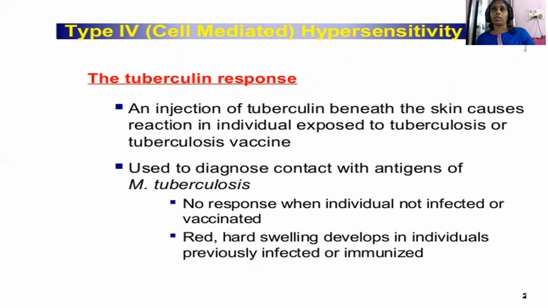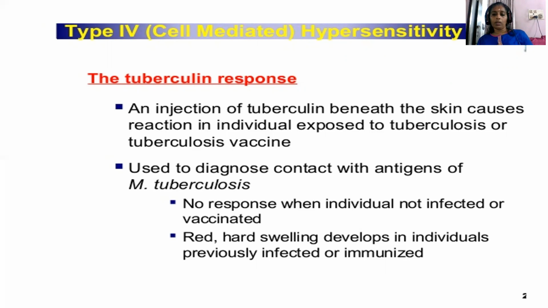One example of a type 4 hypersensitivity reaction is the tuberculin response. An injection of tuberculin beneath the skin causes a reaction in an individual exposed to tuberculosis or tuberculosis vaccines. This type of tuberculin reaction helps to diagnose exposure to tuberculosis.